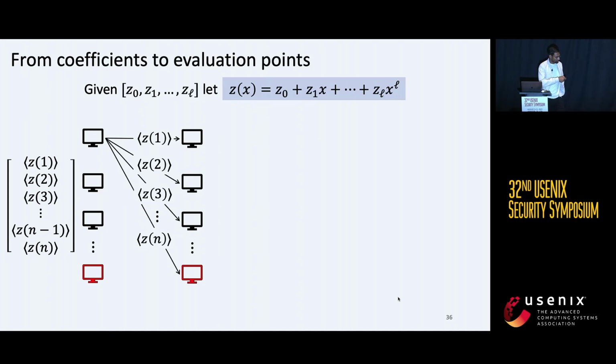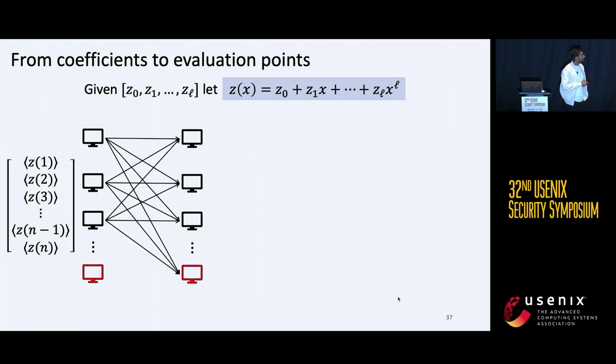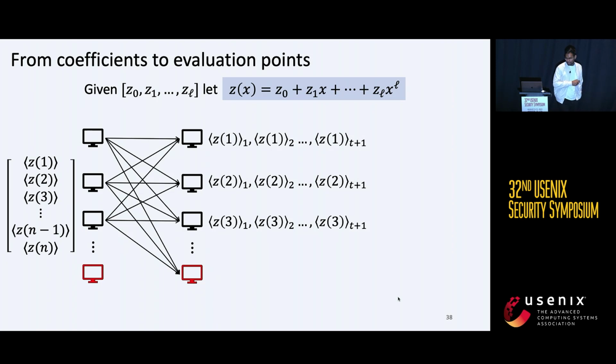Each party will send its share of z of 1 to party 1, its share of z of 2 to party 2, and everybody will do that. As a result, party 1 will collect secret shares of z evaluated at 1 from t plus 1 or more nodes. And once it does that, it can locally reconstruct the final value that it wants. Okay? So this is the total protocol. This is very simple, and the key point is to think about this problem in a new way.